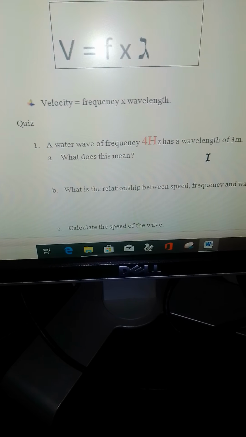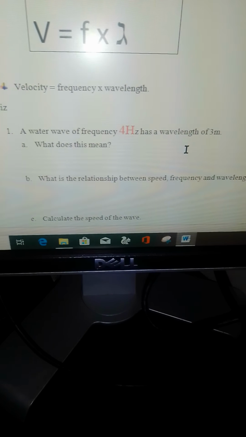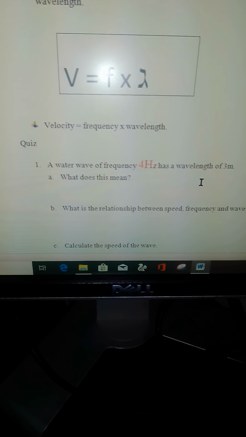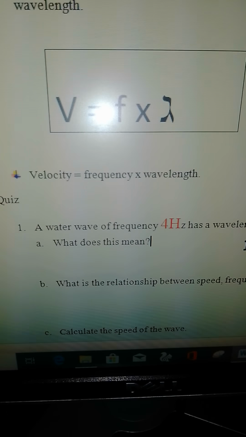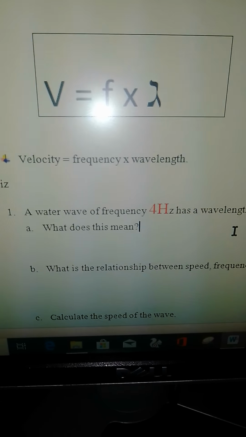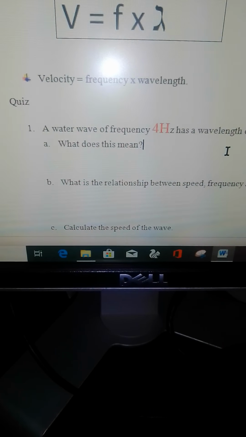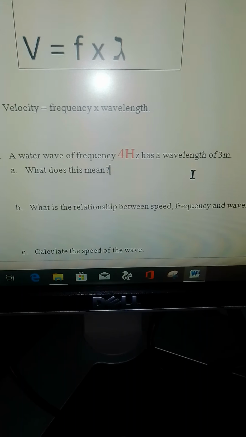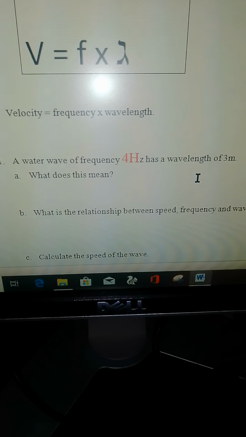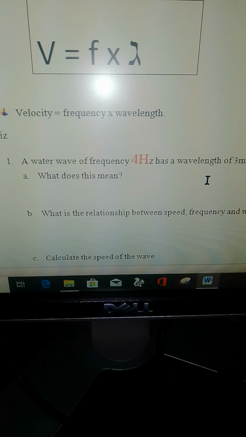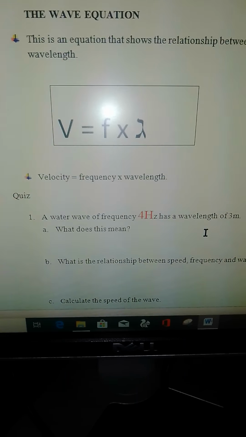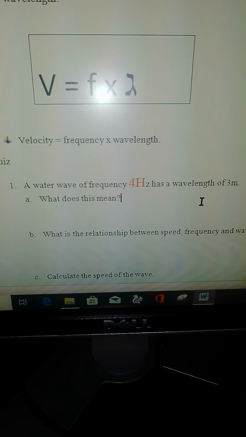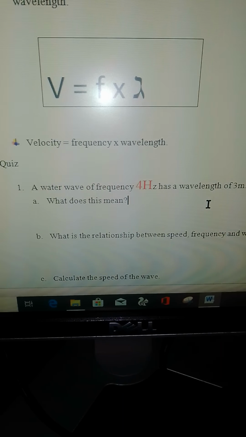Now, what is the relationship between speed, frequency, and wavelength? We say that velocity is equal to frequency times wavelength. That is how to tackle that equation. Now, calculate the speed of the wave. We have been told that the frequency is 4 and the wavelength is 3. Therefore, we can say that the speed of the wave is equivalent to 4 times 3, which is equivalent to 12.